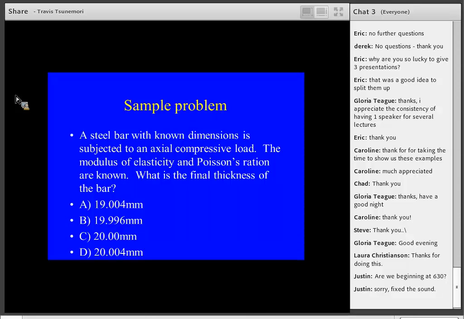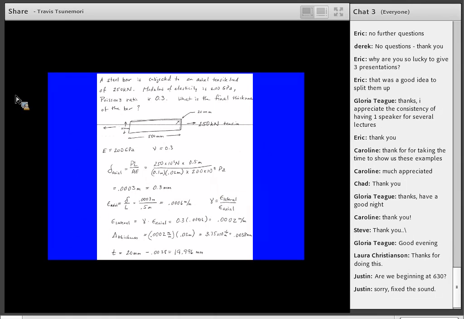Now, first of all, should the bar be fatter or skinnier? That's kind of one first thought. Well, you're compressing it, you're squashing it. I think the bar is going to get thicker. So if it starts at 20, it should be more than 20. So let's crunch some numbers here. But I'm going to likely cross out A and B right away. No, it should not get skinnier. It should get thicker. So maybe it's C, and probably it's D. Not all the questions are going to be quite that easy.